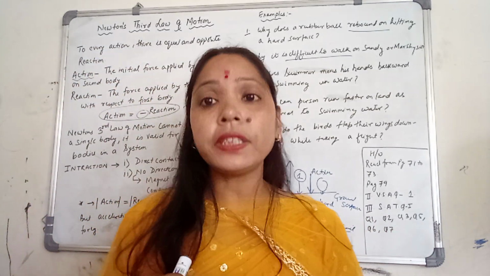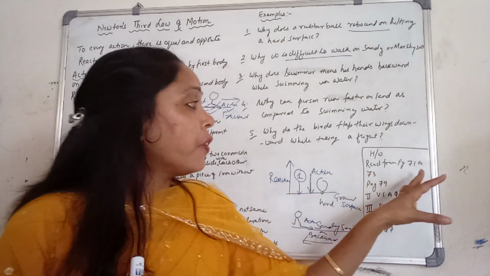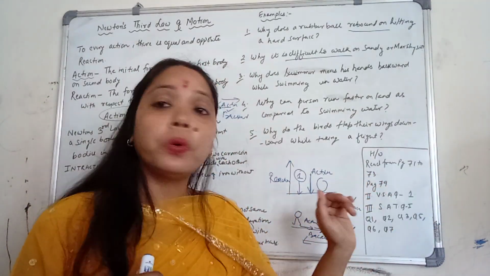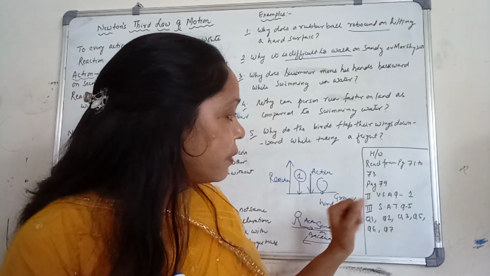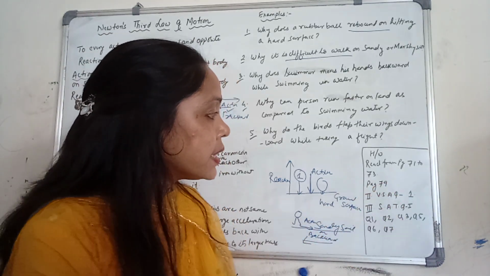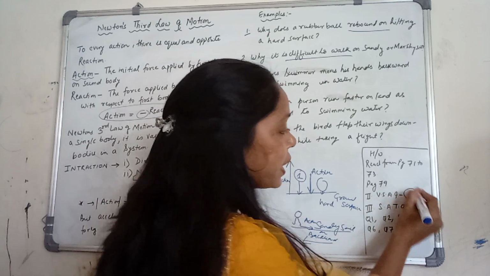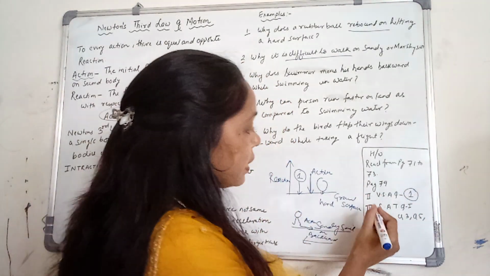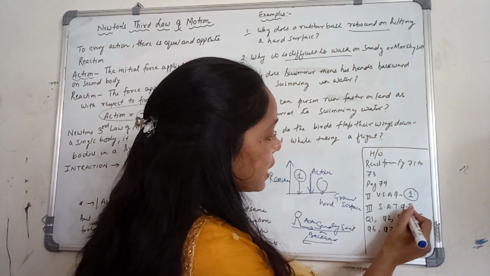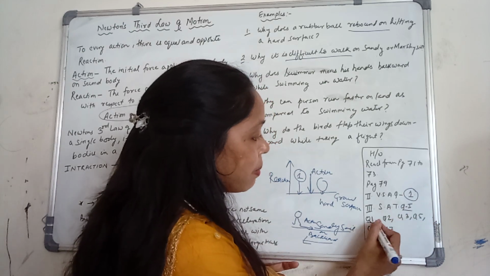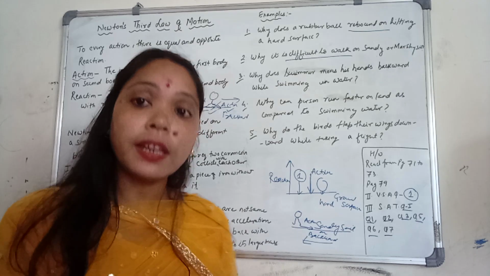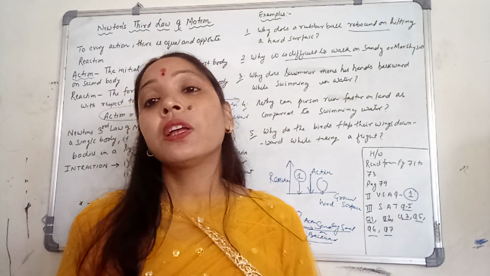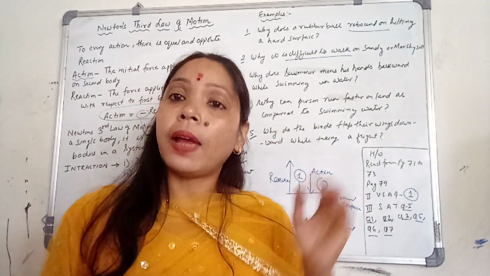So your work is to read from page number 71 to 73. Then from page number 79, very short answer type questions, do question number 1. Then short answer type questions, do question numbers 1, 2, 3, 5, 6 and 7 in your physics copy.